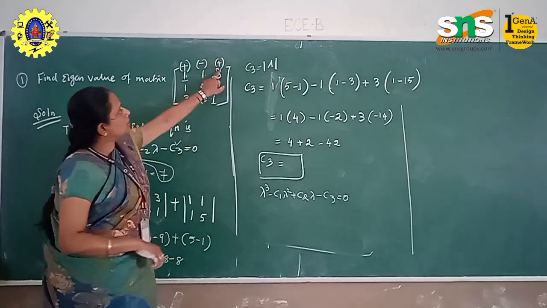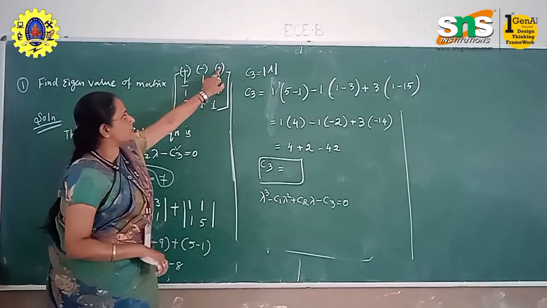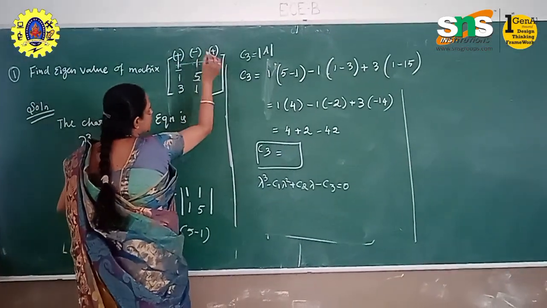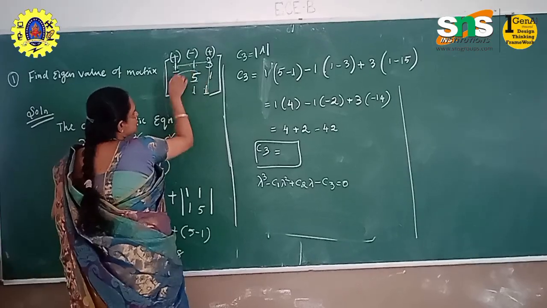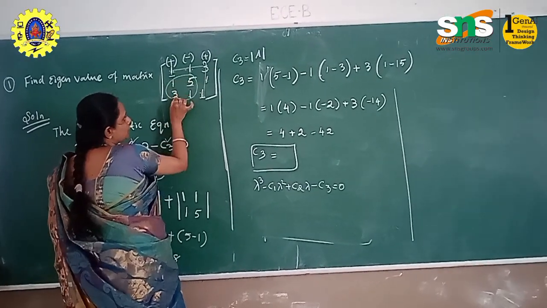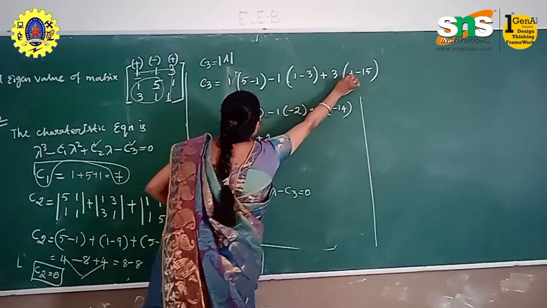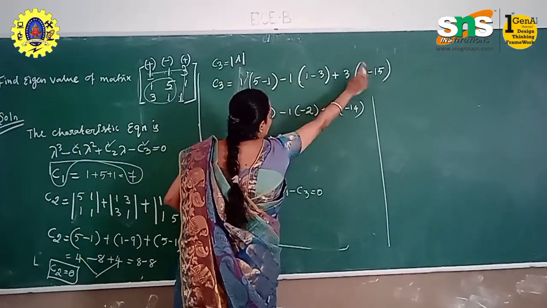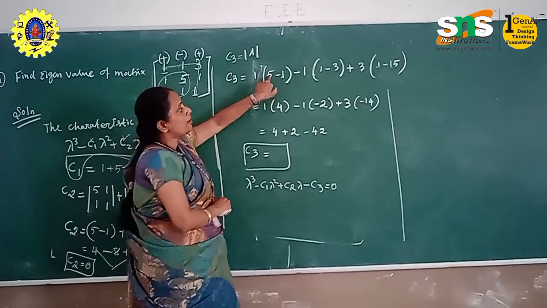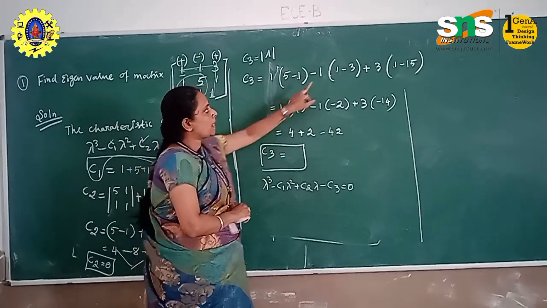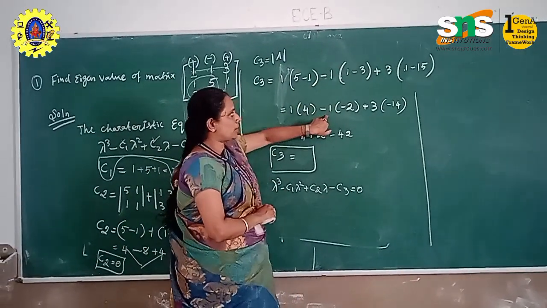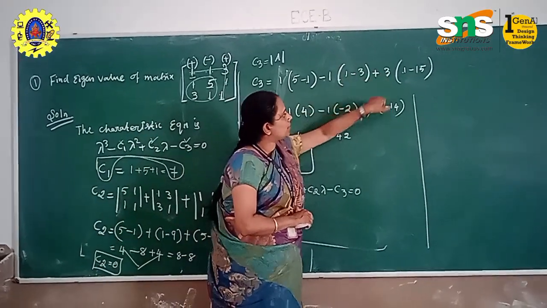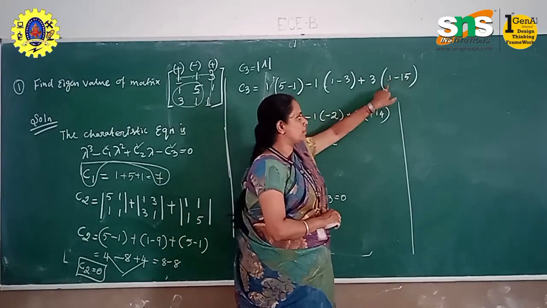Then the third element, with the plus sign. Here the element is 3. Leaving the first row and third column, the elements are 1, 5, 3, 1. 1 into 1 is 1 and 3 into 5 is 15. The formula has a minus, so minus 15. Then we simplify: 5 minus 1 is 4, 1 minus 3 is minus 2, and 1 minus 15 is minus 14.